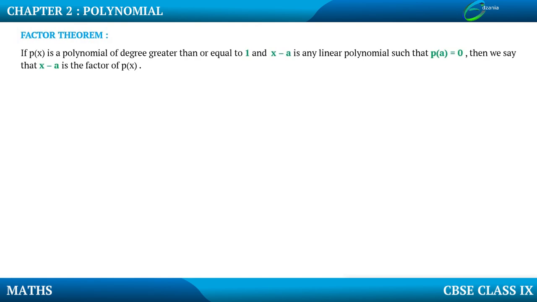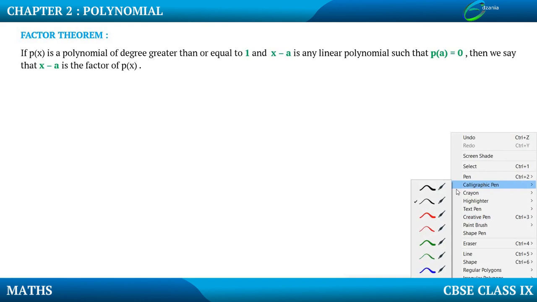So here is the statement. If p of x is a polynomial of degree greater than or equal to 1 and x minus a is any linear polynomial such that p of a is 0, then we say that x minus a is the factor of p of x.